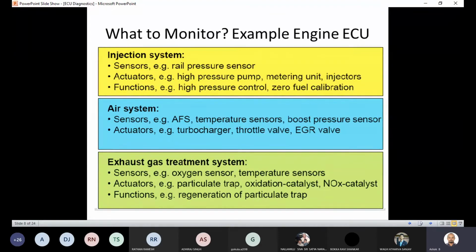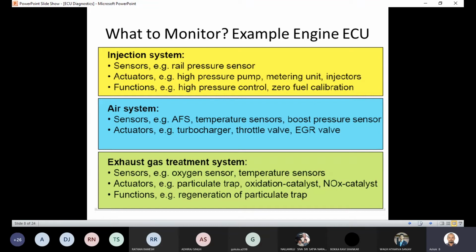For example, what are the parameters which can be monitored? All the sensors, actuators, and similar functions, whether the closed loop control is happening or not, whether the control function is operating effectively or not. All these things related to the injection system, similarly the air system, and most importantly the exhaust gas treatment system like the oxygen sensor, temperature sensor, and particulate trap. Nowadays, Euro 6 or BS6 engines use selective catalytic reduction, SCR.